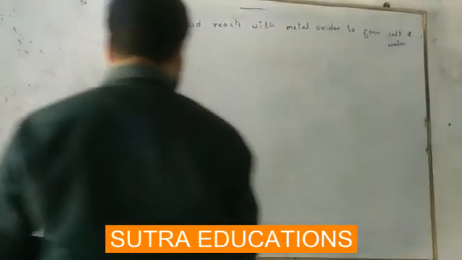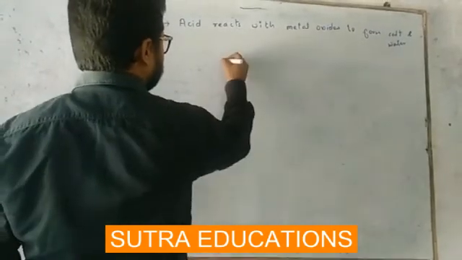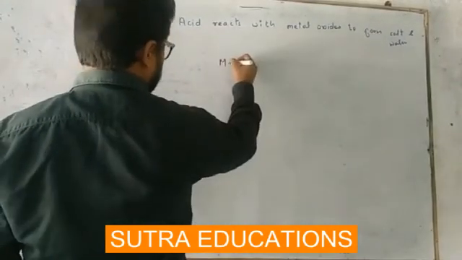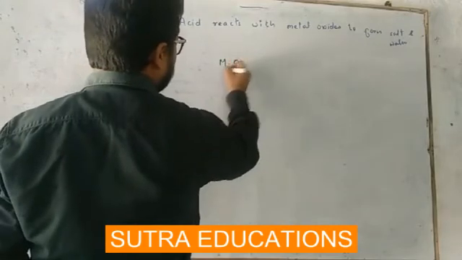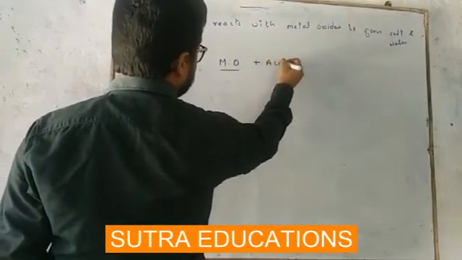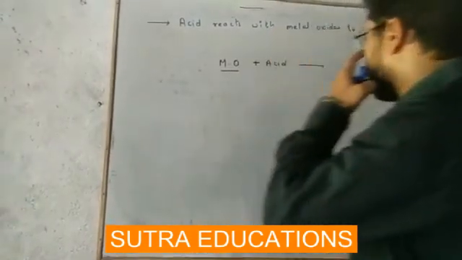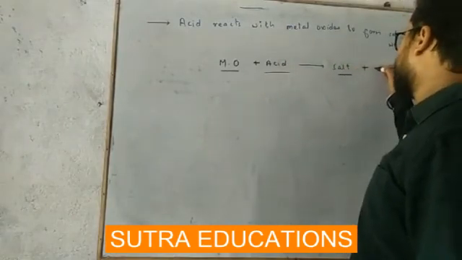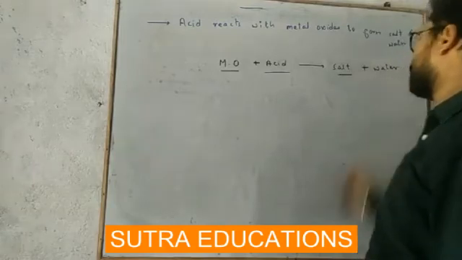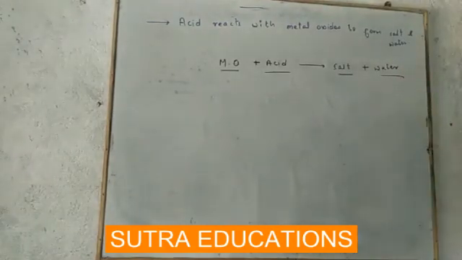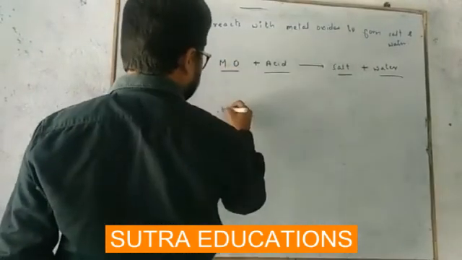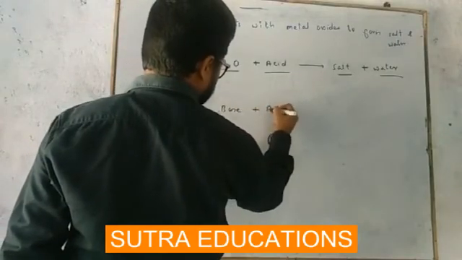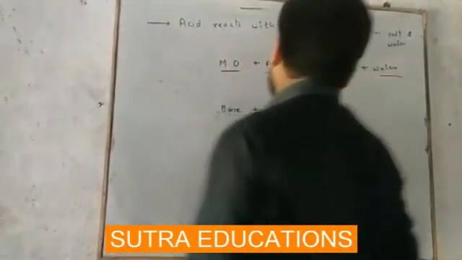In general, we can say metal oxides plus acid. Metal oxide, say it is MO, plus acid gives salt plus water. Okay, as we have discussed, acid plus base gives salt and water.